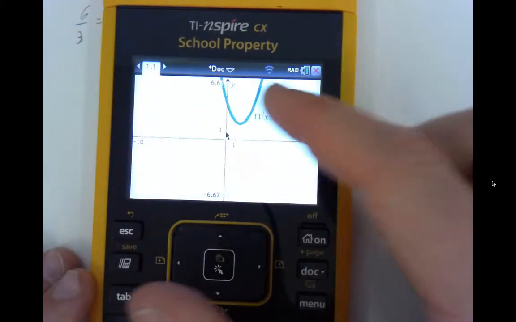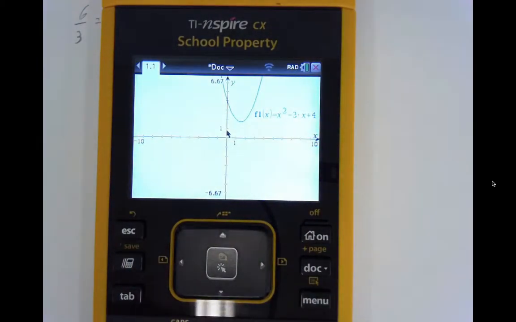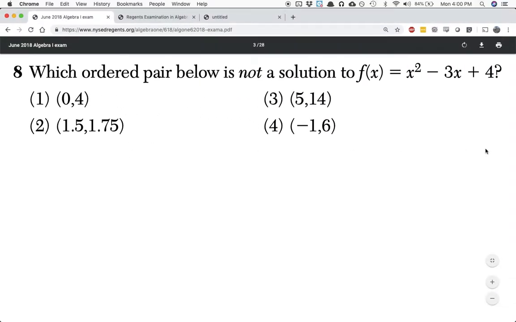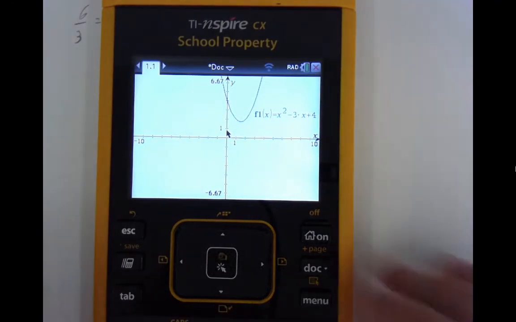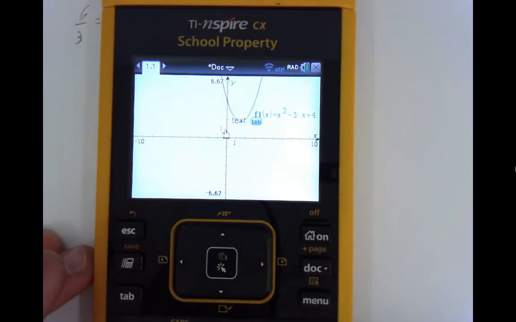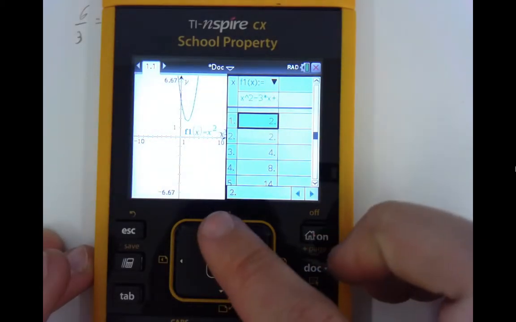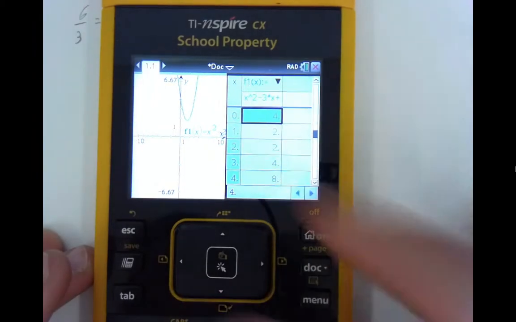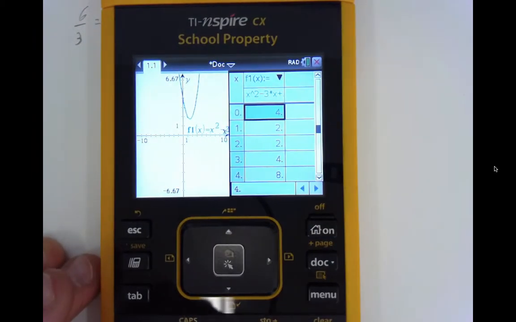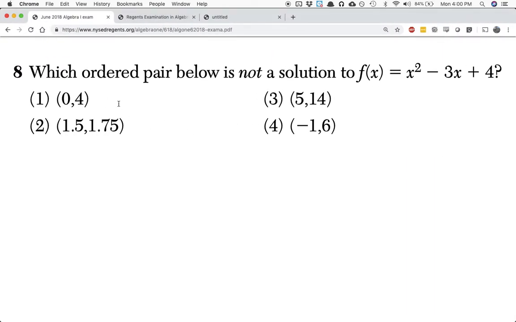I graph this, and it shows me something, but it's kind of hard to tell where some of the points are. I've got some decimals. Let's check the table. I'm going to hit Control and then T to get my table of values. And I just need to compare my table of values to the answers they gave here and see which one it is.